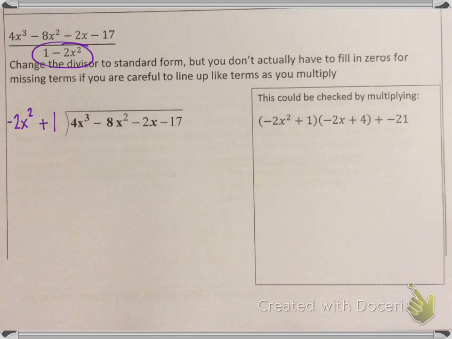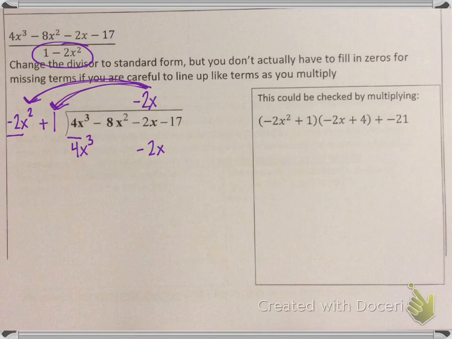Okay? So, first thing, negative 2x squared times what gives me positive 4x cubed? Well, negative 2 times negative 2 is going to give me positive 4. And x times x squared will get me x to the third. I think that's right. Positive 4x to the third. Now I'm going to take this and distribute it. And this is the part where I have to be careful lining up things. So negative 2x times negative 2x squared is positive 4x to the third. And negative 2x times 1 is negative 2x.